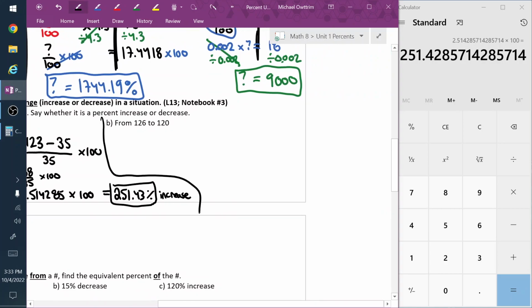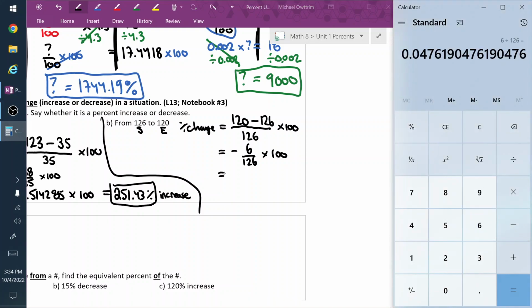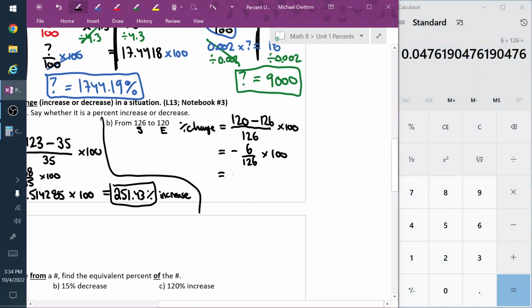Now, likewise, for question B, we're again going to identify our start and our end number, and we're going to fill in our formula. Our percent change is equal to our end number, take away our start number, divided by our start number, and then times 100. 120 take away 126 is negative 6. Negative 6 divided by 126 is negative 0.047. And then that times 100.